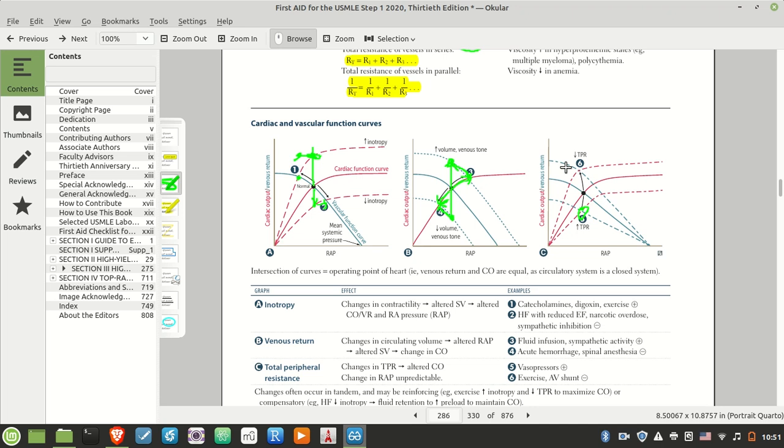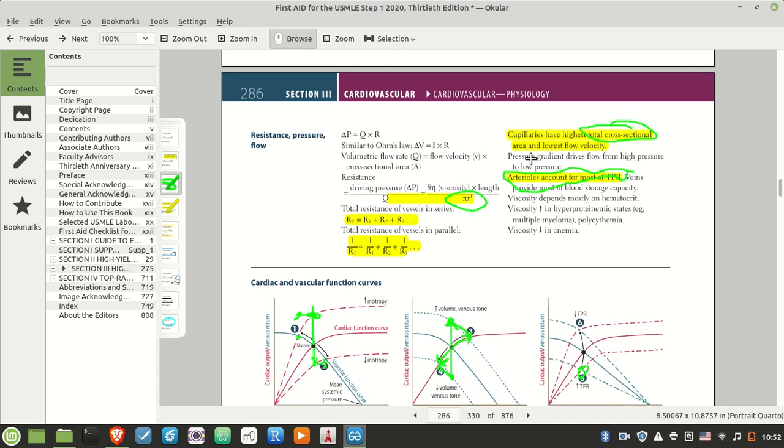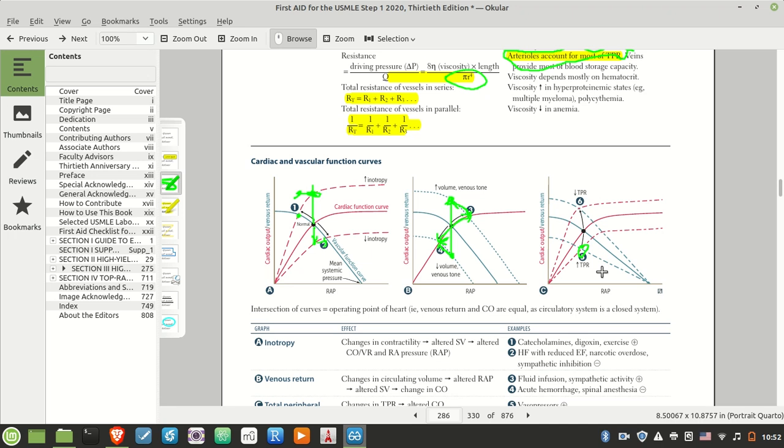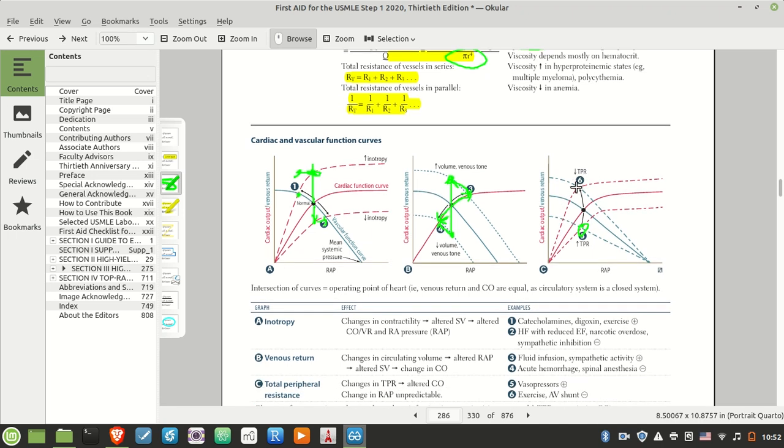Because remember that for things to get back to the right atrium, the pressure in the right atrium should be damn near zero. It should be very low. If the pressure in the right atrium is very high, and you remember how things flow from high to low pressure, well, then the blood would theoretically flow backwards and not into the heart, which is absolutely not what you would want. And so here we go. And at different points on different things, you can see how everything kind of reaches a nice equilibrium here.